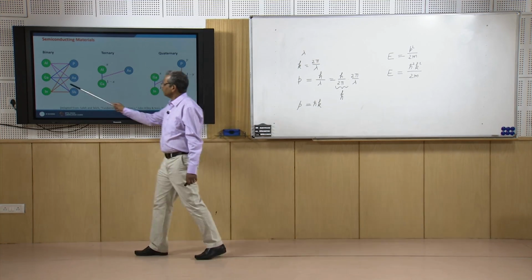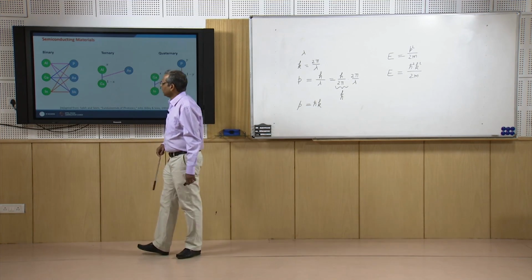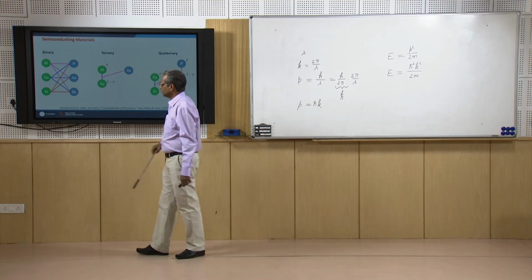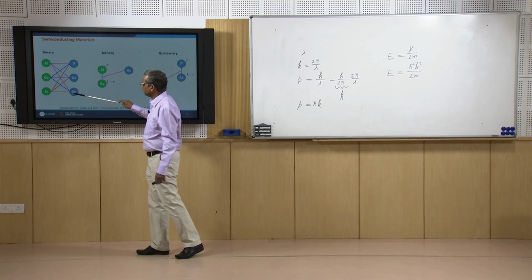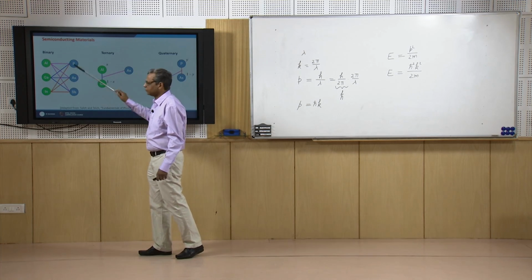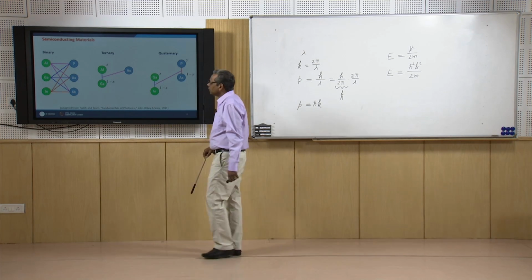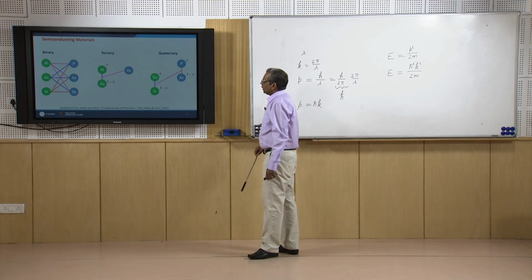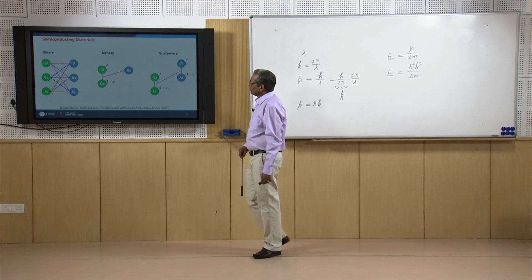Gallium arsenide is one example of this. Aluminum phosphide is another example. Gallium antimonide is another example. Indium phosphide is yet another example. These are binary semiconductors.